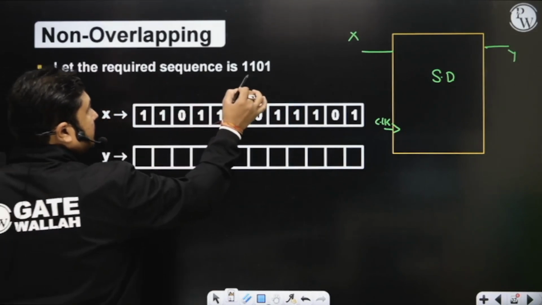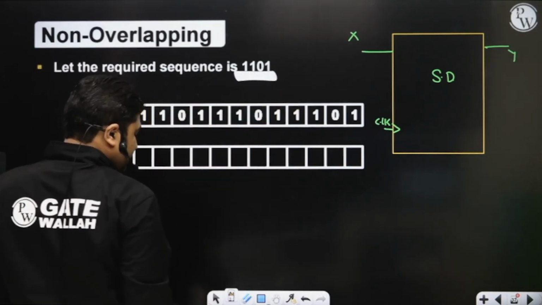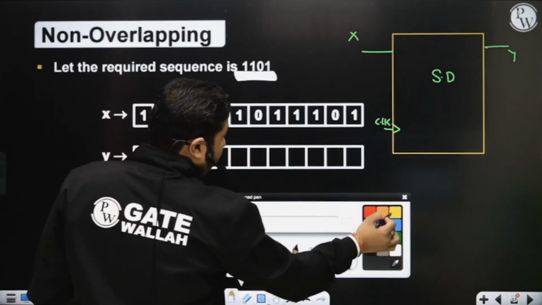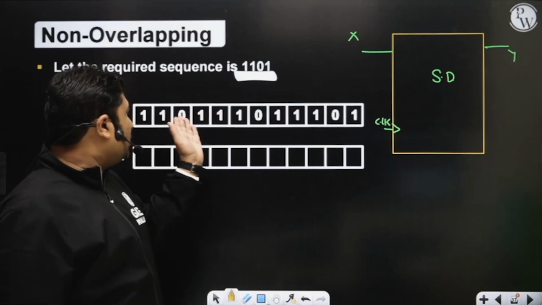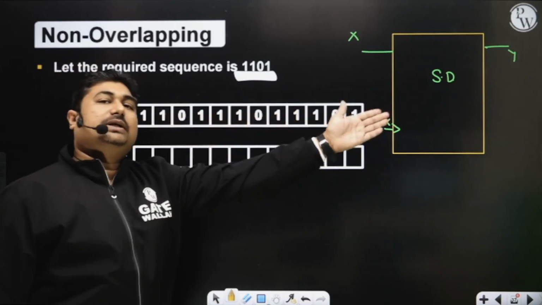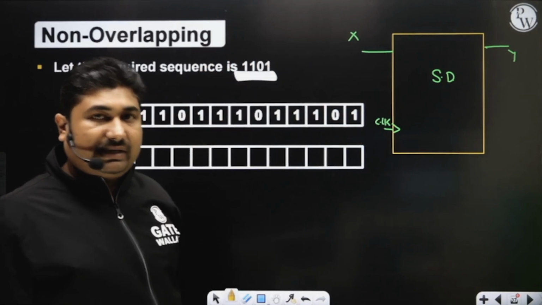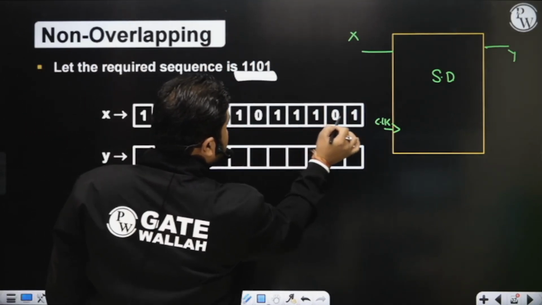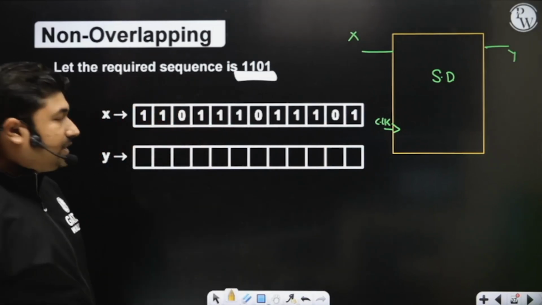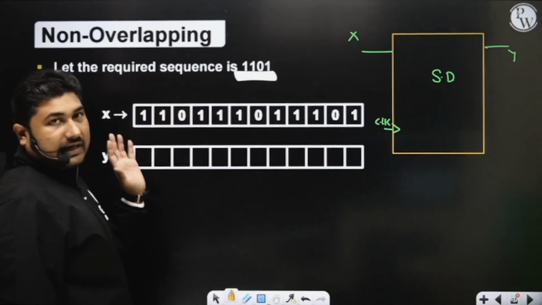I am interested to detect this sequence 1101. Now the inputs are coming as 1101101011010, anything. Let us suppose the input is coming as 1101, 1101, 1101, and so on. So this is the case of non-overlapping.